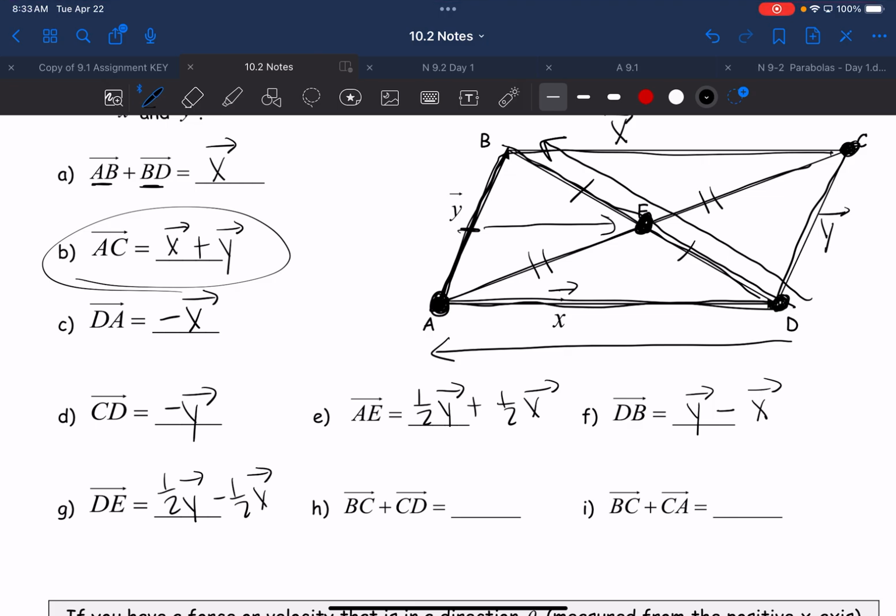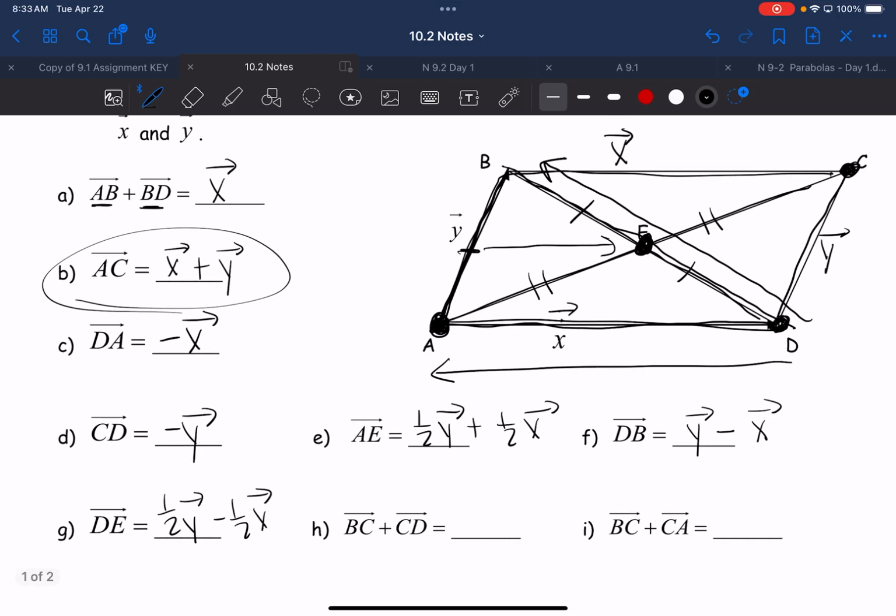Okay. Then they ask about vector BC, so that'd be traveling this way, plus CD, which would be traveling this way. So BC is going in the correct order, right? So that one's positive, and that would be vector what? X. Okay, but CD is going the opposite direction from the arrow, right? So that one I would have to put minus, subtraction. Very good.